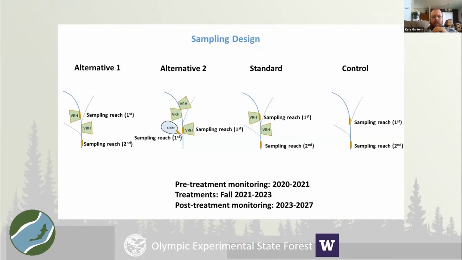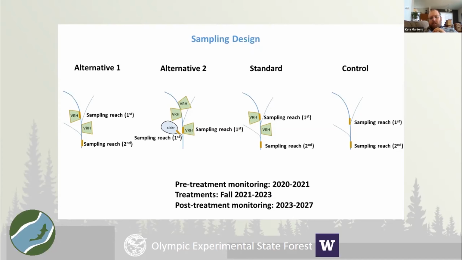So here's our sampling design. Basically, we sample 2 reaches within each watershed, once at the sampling reach, and then once at what we're calling our pour point, or the lowest portion of the watershed. The one exception is that in alternative 2, where we have the 2 different prescriptions, we'll just sample at the reach locations there.